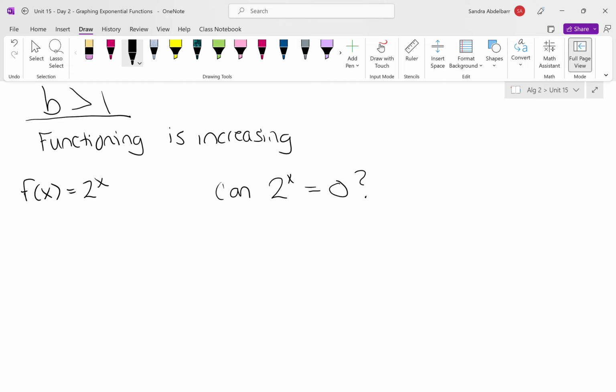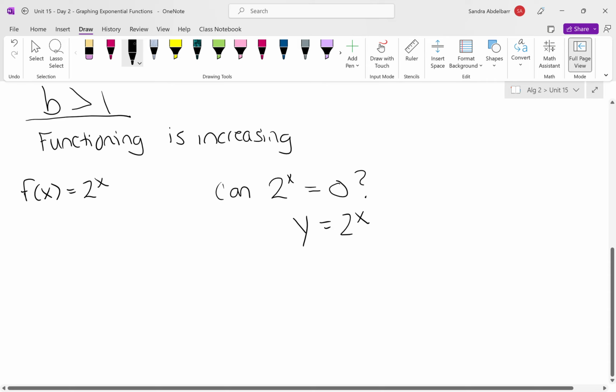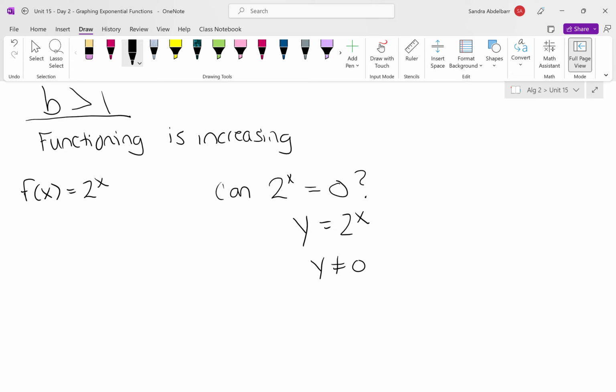What else won't it touch? The x-axis, right? If 2 to the x can never equal 0, it's saying y equals 2 to the x, so therefore y can never equal 0. So what does that mean? The x-axis is what? What does the x-axis act as for us? An asymptote. The x-axis acts like an asymptote to us because our function can never cross that x-axis because it will never equal 0. There's no value that we could plug in for x that will ever make it 0. So we know that much, right?